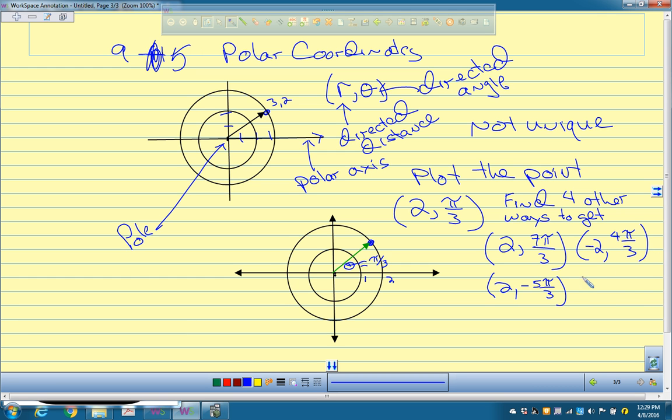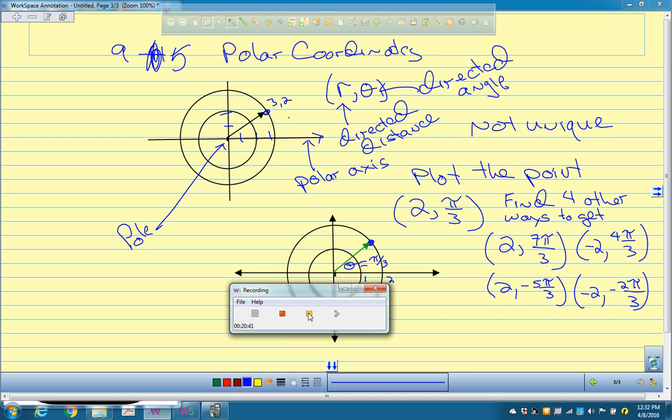Give me one more. Negative 2, what's another way? Well, what if I went back 2 and then this way? Back 2 and then that way. What would that be? Negative 2 pi over 3. So there's lots of different ways to get there, right?